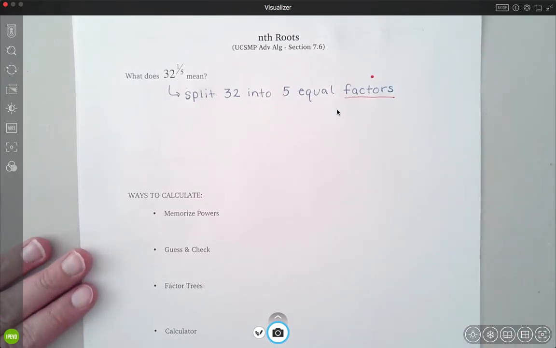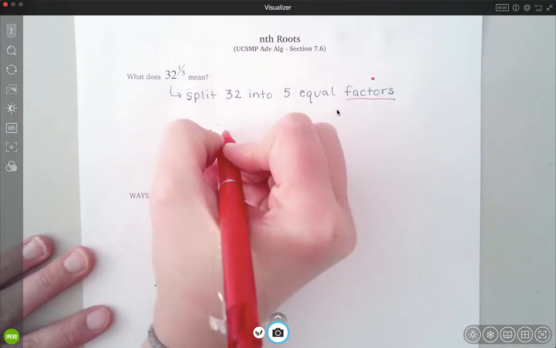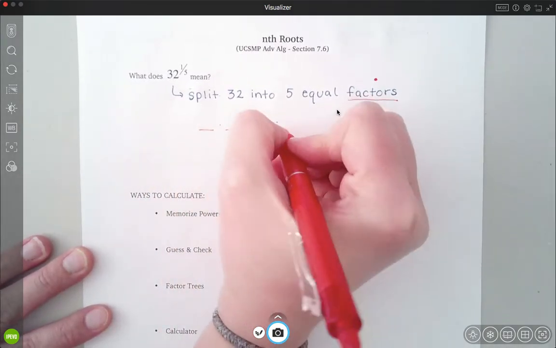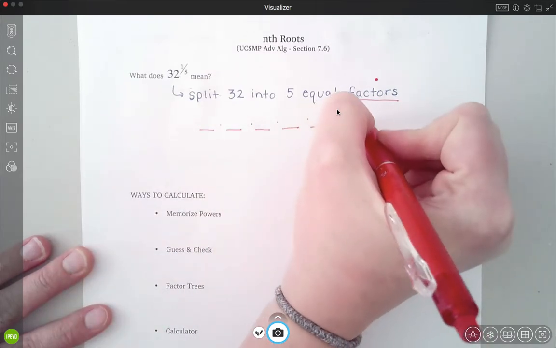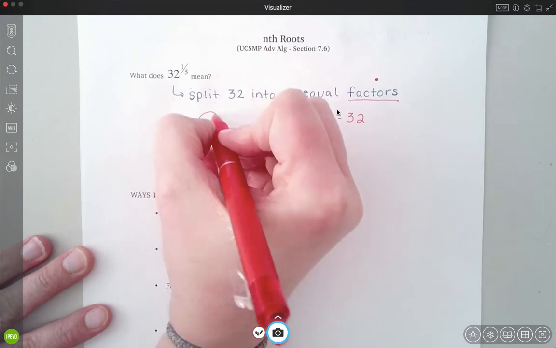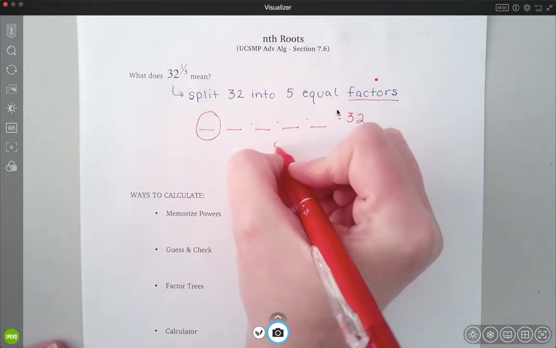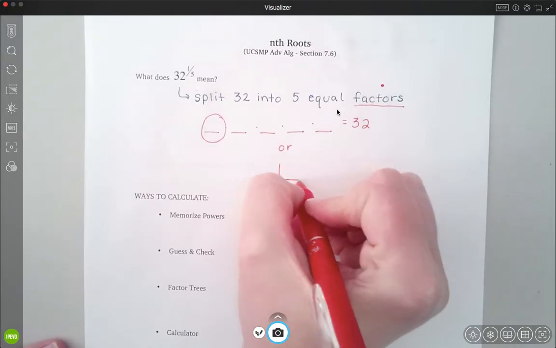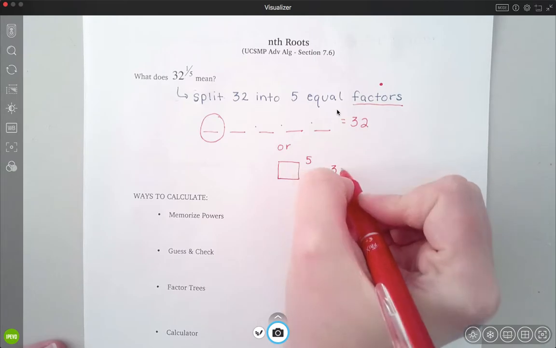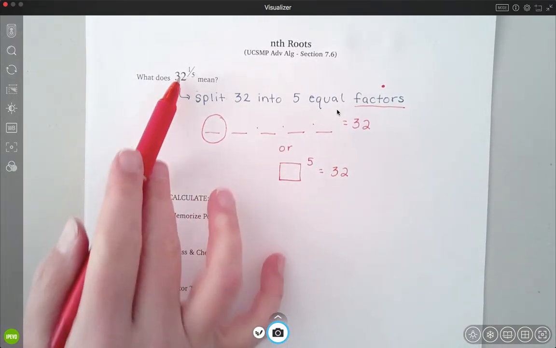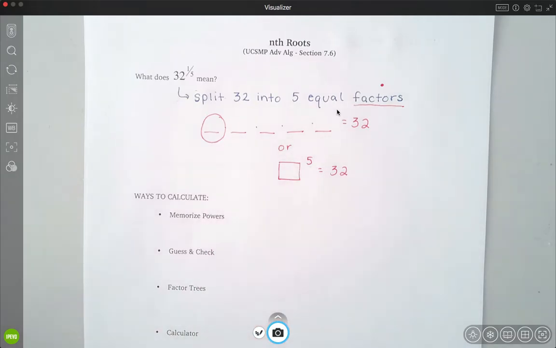Factors means to multiply. So what I'm looking for here is something times something times something times something times something that equals 32, all right? And I want to know what one of those pieces would be, okay? In other words, what to the 5th power would give me 32? So this is essentially the opposite of doing a power. Okay, it's undoing a power of some kind.